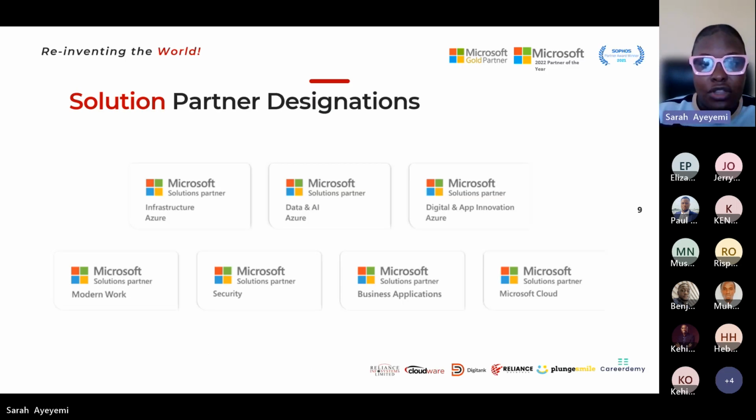I would also like to mention that we have the partnership designation across Microsoft's 6 partner designations, which include infrastructure, data and AI, digital and app innovation, modern work, security, business application, and of course, Microsoft Cloud.